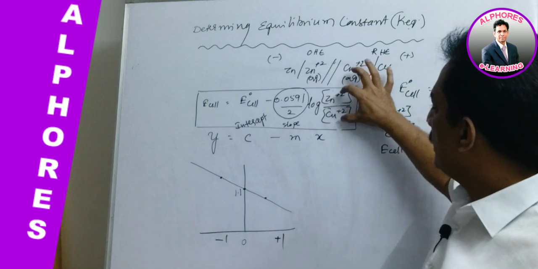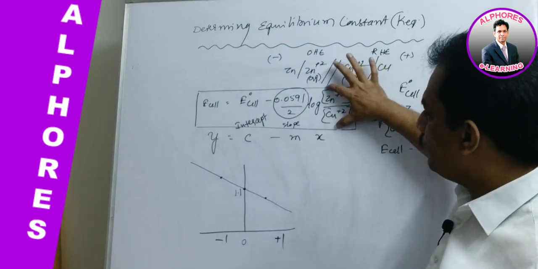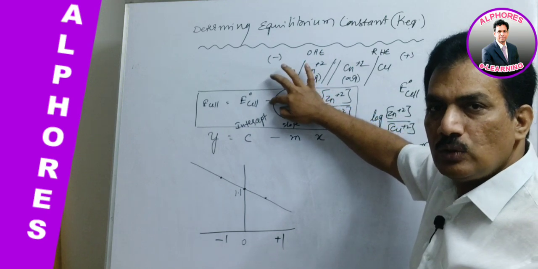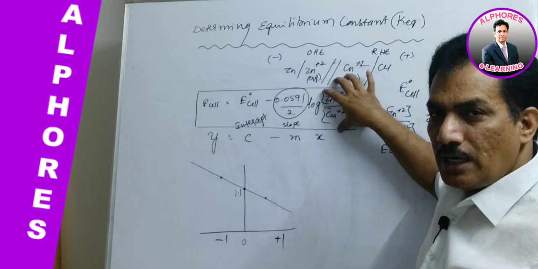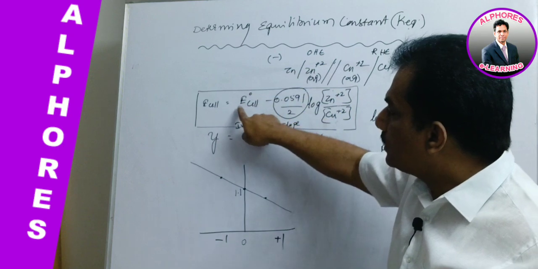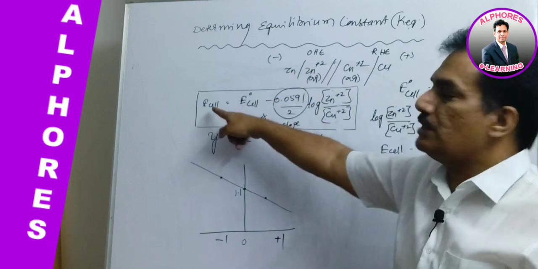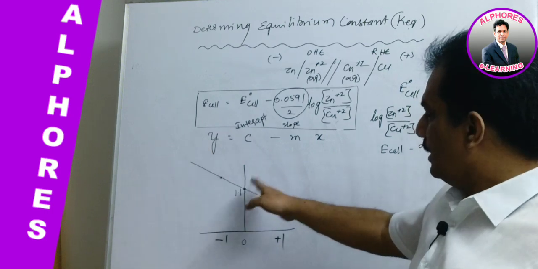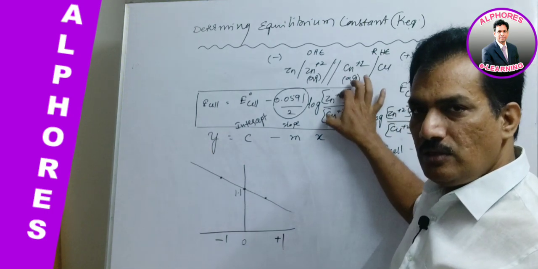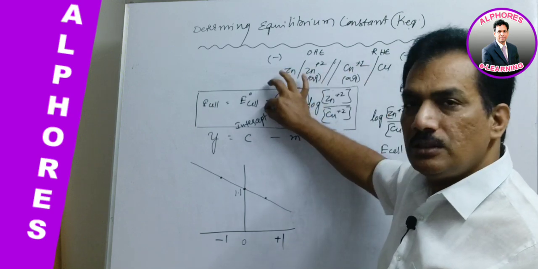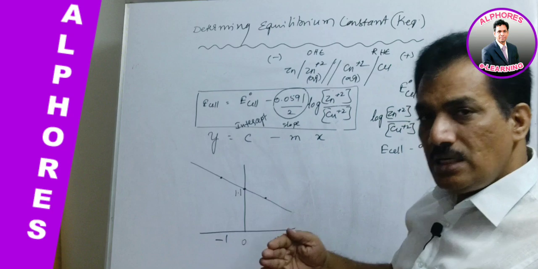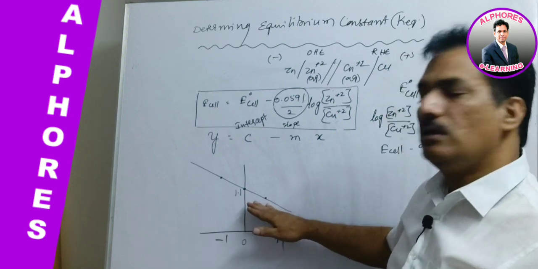Now just observe, if this log value becomes minus, minus of minus becomes plus. So when this value is minus, automatically E naught cell plus something is E cell. That means it is having more value. And in case this value is plus, plus of minus is minus. So now E cell will become E naught cell minus something. That means it is less than E naught cell.